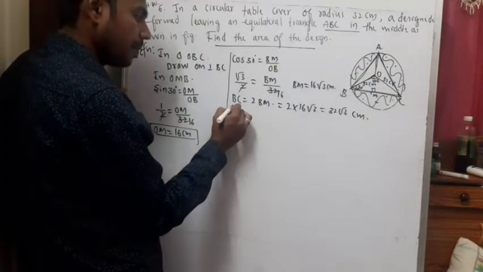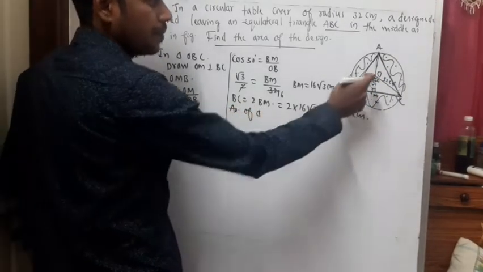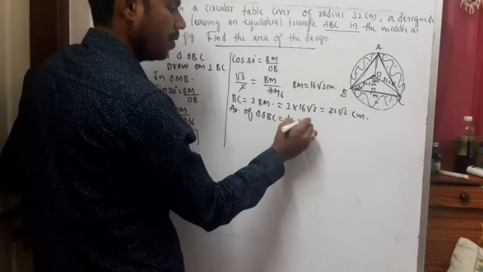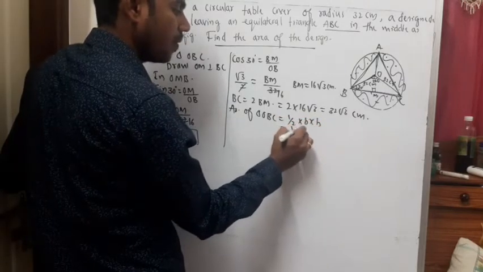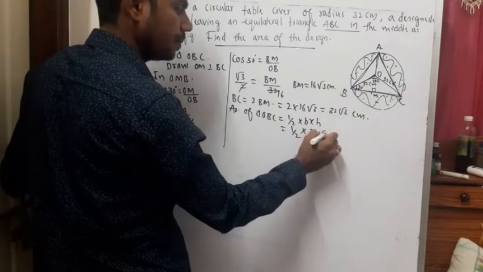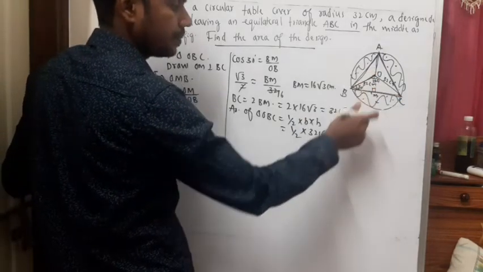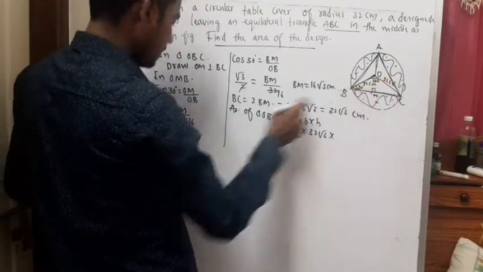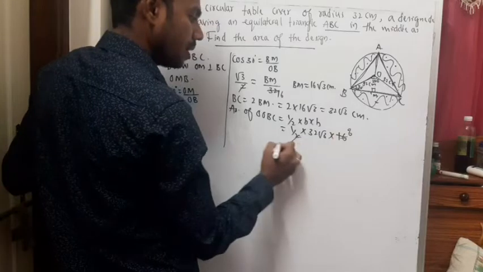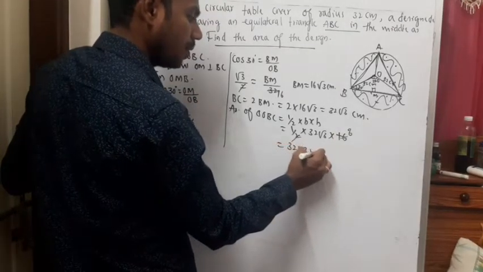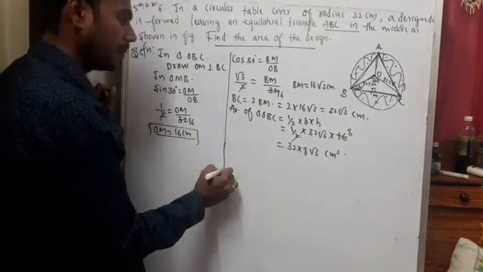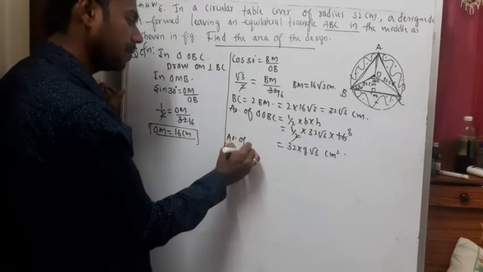Now the area of triangle OBC is equal to half into base into height. Base is BC, that is 32 root 3. Height is 16 centimeter. So half of 32 is 16, and 16 into 8... this is 32 into 8 into root 3 centimeter square. We'll keep it.